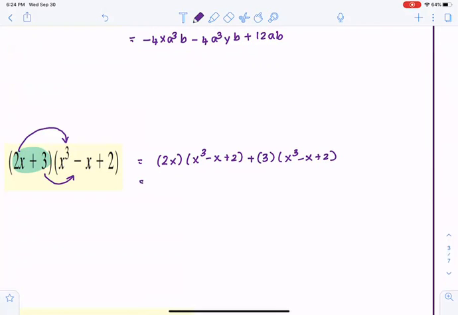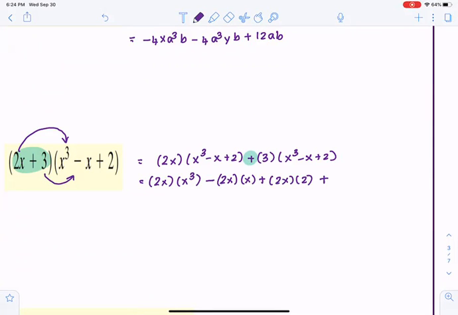Then we distribute and we try to simplify. So 2x distribute in, you have 2x times x cubed minus 2x times x plus 2x times 2. There is a plus sign in the middle, so I'm going to put a plus sign.